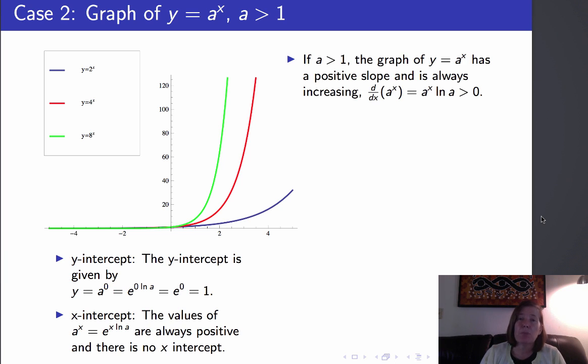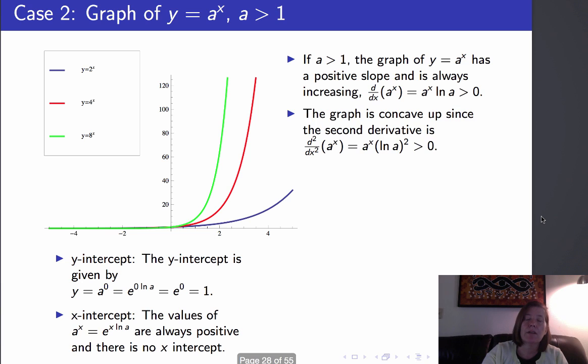If a is bigger than 1, the graph of y equals a to the x has a positive slope because a to the x times the natural log of a is positive because the natural log of a itself is positive. And therefore the graph is increasing as we move from minus infinity to infinity. The graph is still concave up because the second derivative is a to the x times the natural log of a squared, which is also positive.